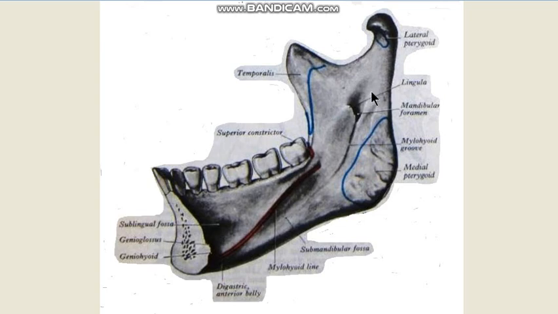Now we had said that on this medial surface you have this large mandibular foramen, and you can see that this mandibular foramen is guarded by this tongue-shaped spicule of bone, which is called the lingula. And through this mandibular foramen you have the passage of the inferior alveolar vessels and nerves.